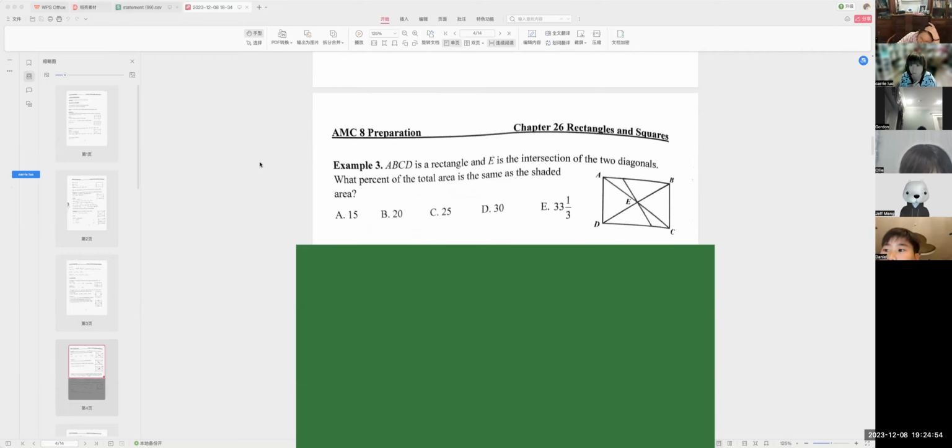Kimmy, I don't see the shaded area. Yeah, there's no shaded area. Oh, okay, let me see. Let me just do it. It's like that.